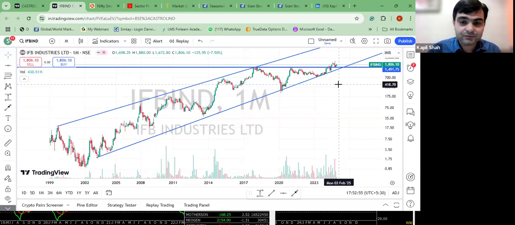These are the potential chart setups that we normally talk about. The decadal developments are there, 20 years, 10 years kind of developments. So these are all stocks we look at very closely.